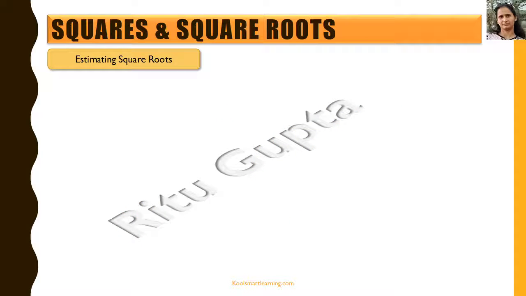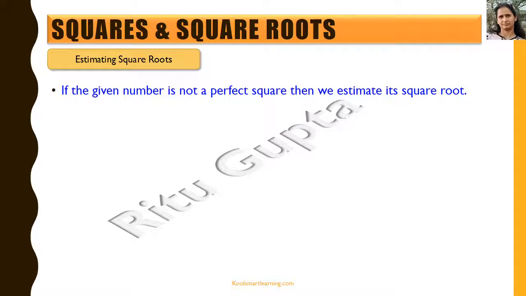Now we'll see how do we estimate the square roots and when do we actually do that. If the given number is not a perfect square and we need to find out an estimate as to what will be the range in which its square root will lie, that is where we use this approach.